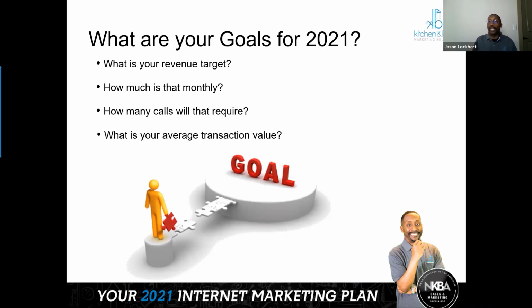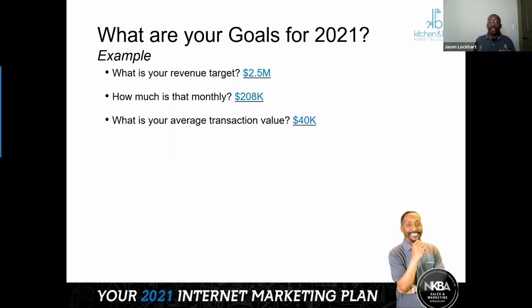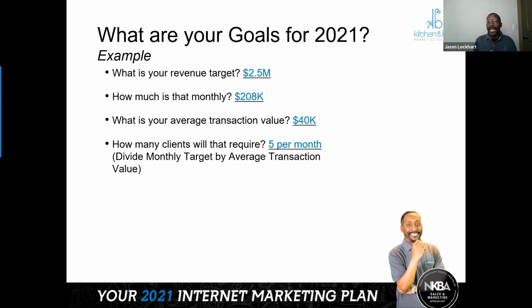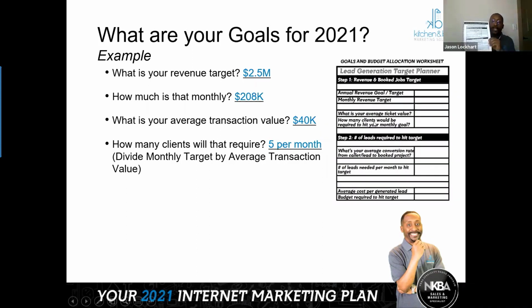To determine that, what is your average transaction value? There's an example we have here. This is a client that we did a plan for 2021 with last week, so we're using him as an example. He wanted to hit a goal of 2.5 million next year, and that equates to roughly 208,000 a month. His average transaction value for the remodeling that he does is 40,000. So that means he needs 5 new clients every month to reach that goal of 2.5 million. Okay. And that's what you have here within this tracker sheet.